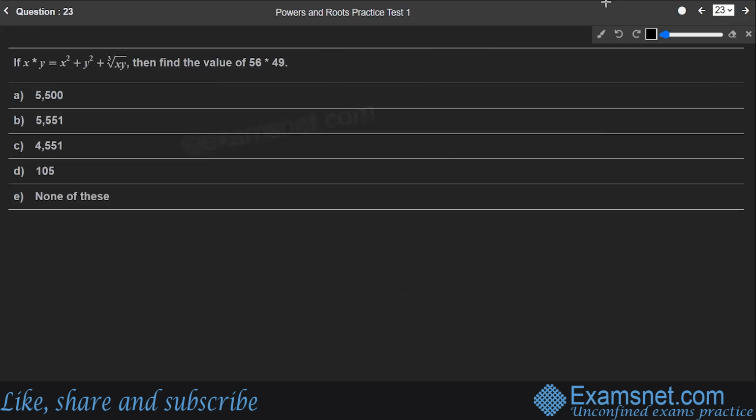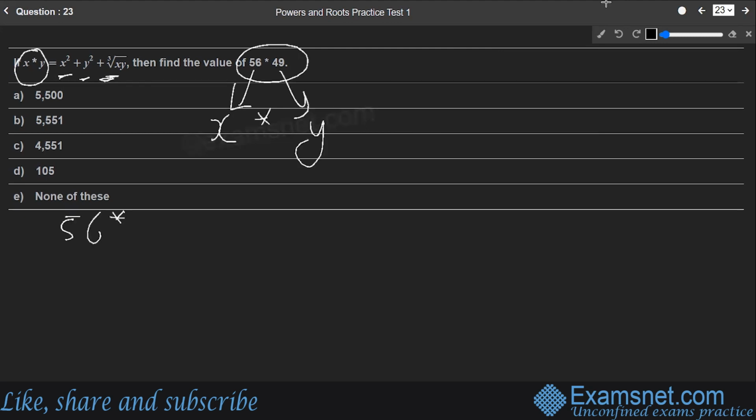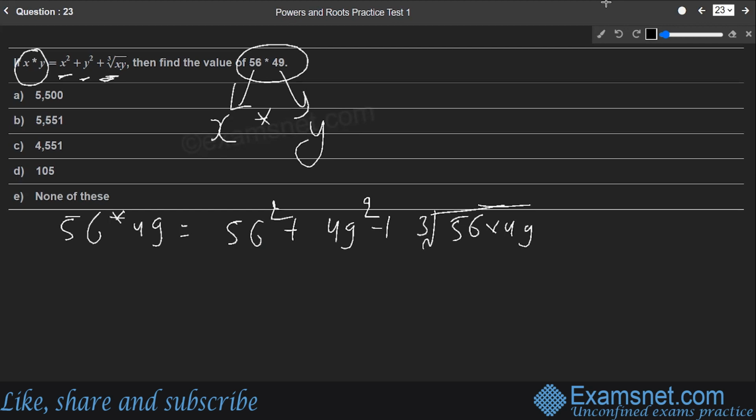Now 23. If x star y, do not take this as multiply, if x star y means x square plus y square plus cube root of xy, then in the same fashion we have to find out the value of 56 star 49. So clearly 56 will be treated as x and 49 will be treated as y, and there is a star in between. So 56 star 49 can be written as 56 square plus 49 square plus cube root of 56 into 49. This is how we can write out 56 star 49.